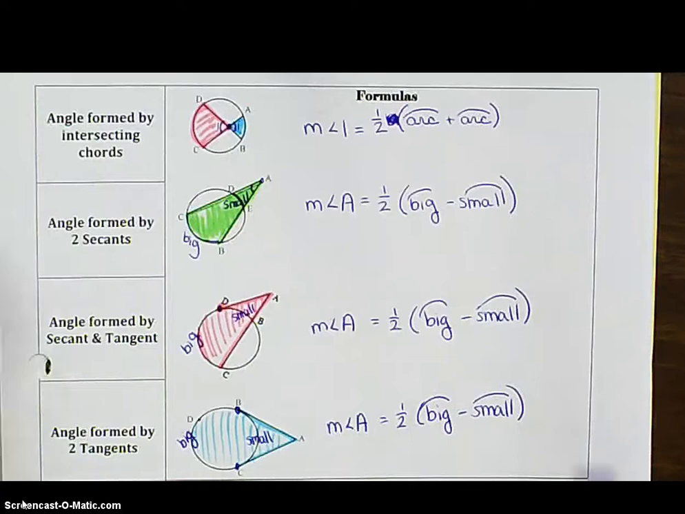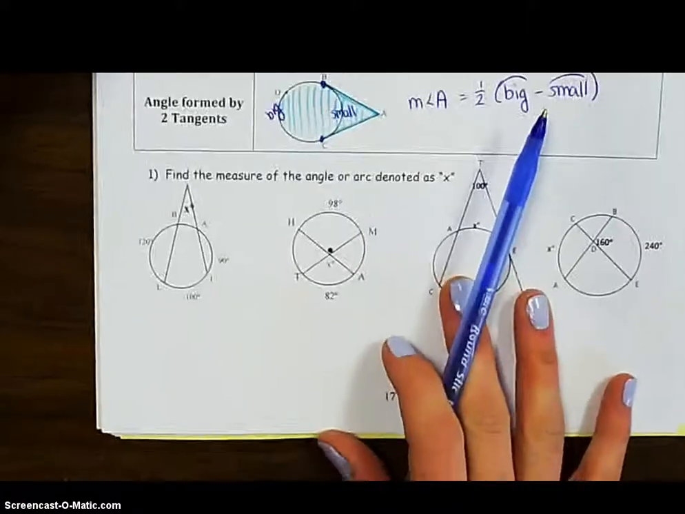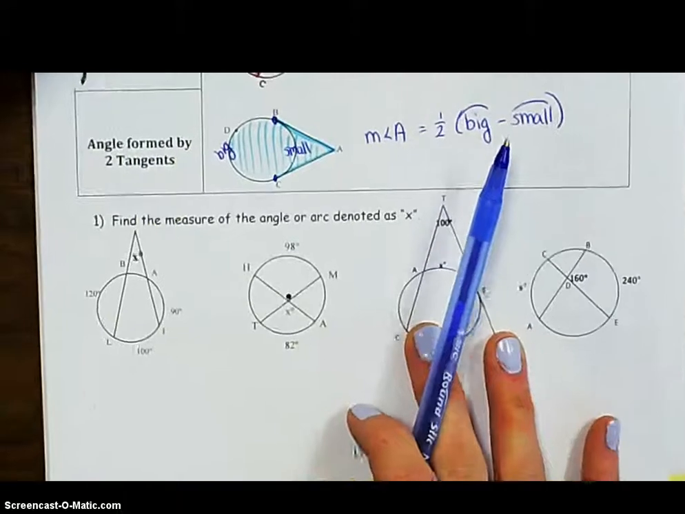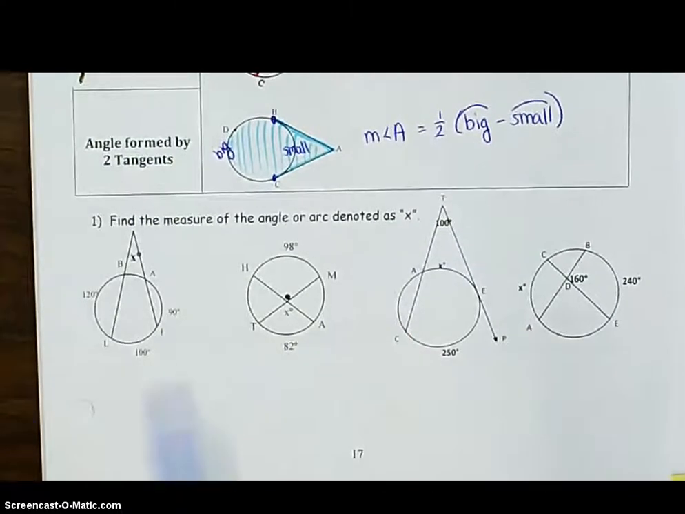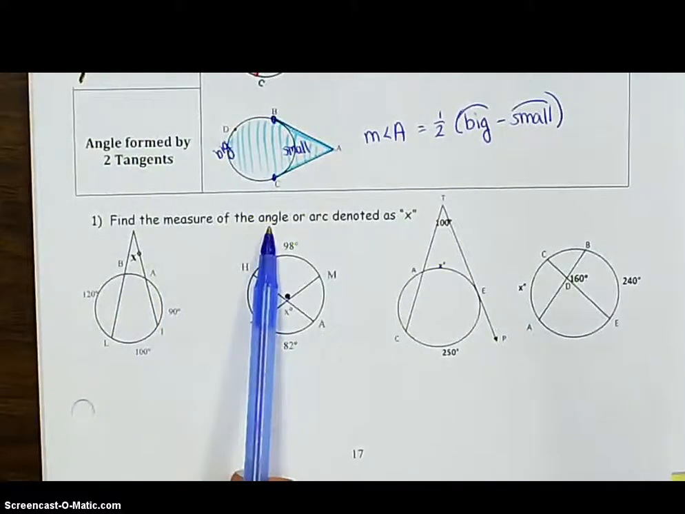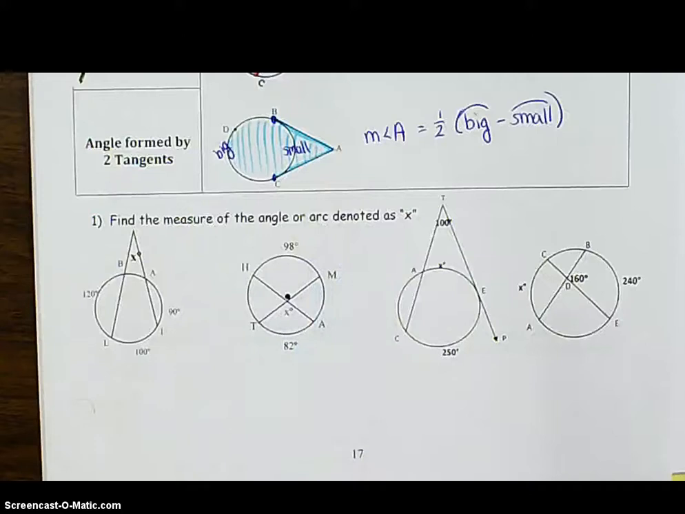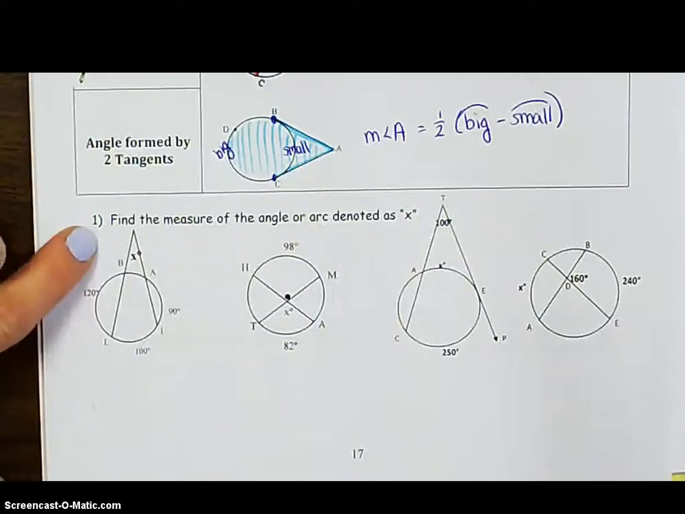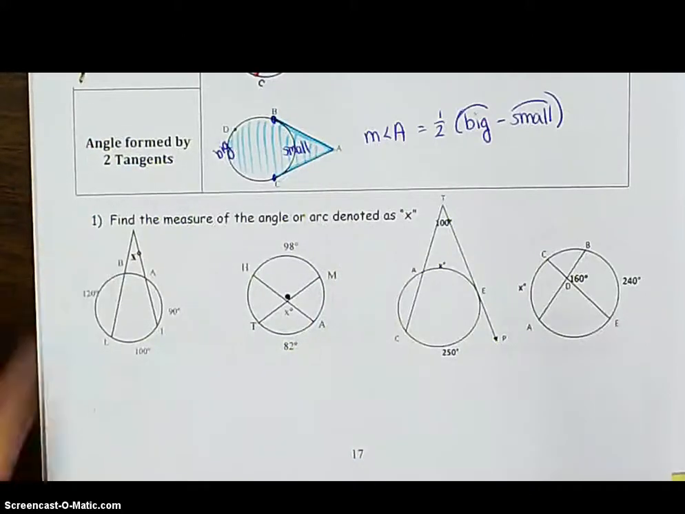All right, so let's go ahead. We're going to practice a few examples together, and then I'm going to have you pause the video and try a few on your own. So we take a look here at number 1. It says find the measure of the angle or the arc denoted as x. In number 1, x is the angle, so I'm trying to find that angle x.